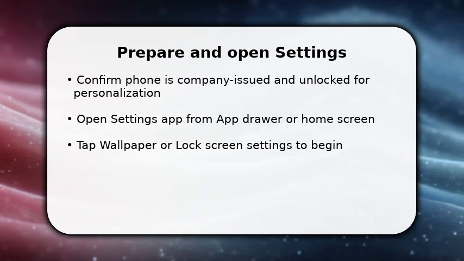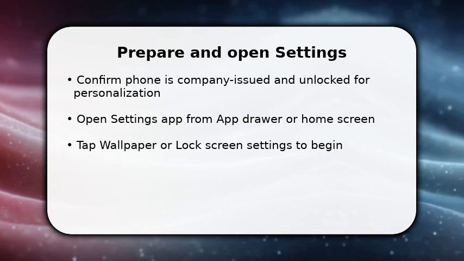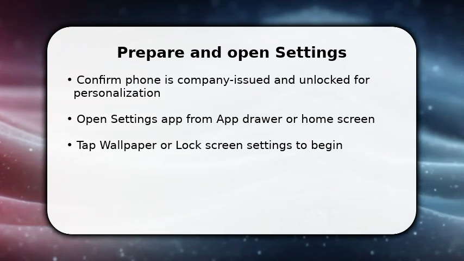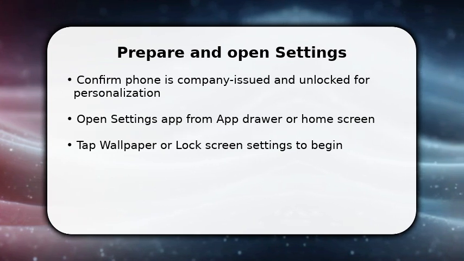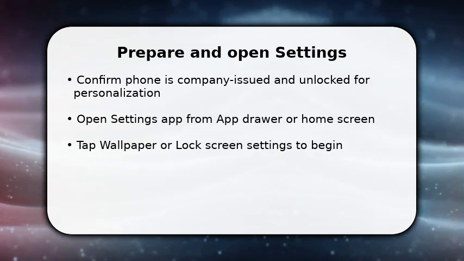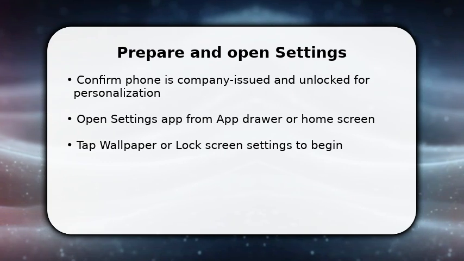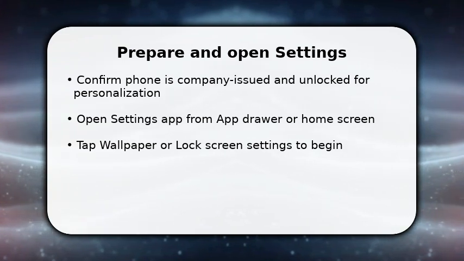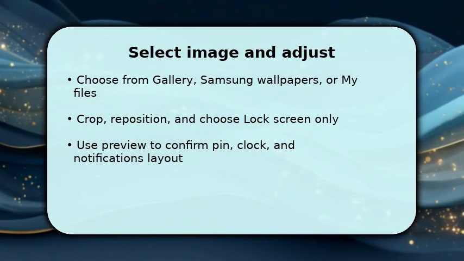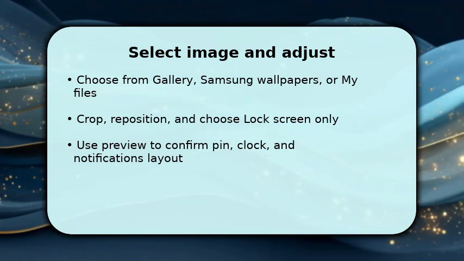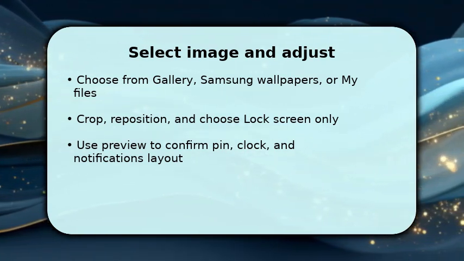Make sure you have the image saved in Gallery or Files. If the image is not present, download or transfer it now. Then tap the Wallpaper section to enter the selection interface and proceed to choose the lock screen target. Once in Wallpaper, tap Gallery or My Files to pick your image. You can also use Samsung wallpapers if permitted.